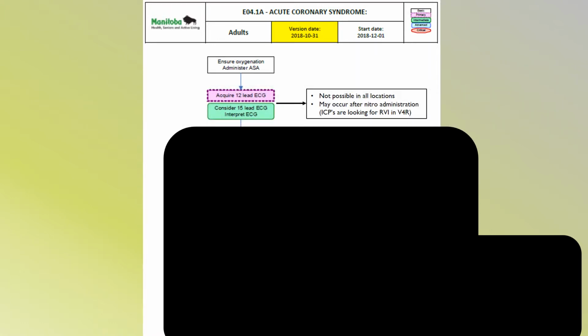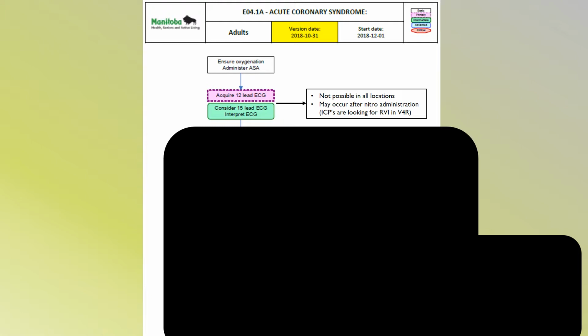Next thing to look at, acquisition of a 12 lead ECG and or 15 lead. And ICPs, the expectation is that you're going to be able to interpret these as well. Just to begin with, not everybody has 12 lead capable machines. We know that, we understand that. If you do have a 12 lead capable machine, it's definitely in your best interest and the patient's best interest for you to acquire that before you give the nitro.